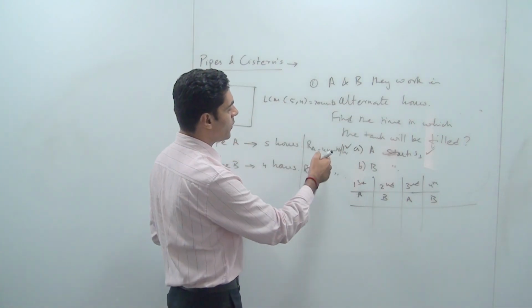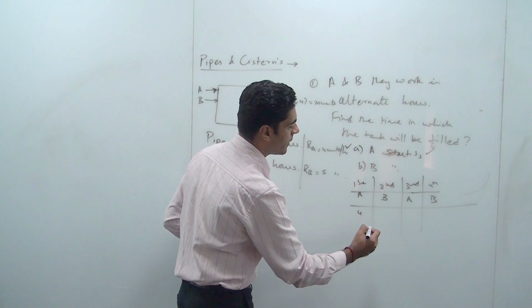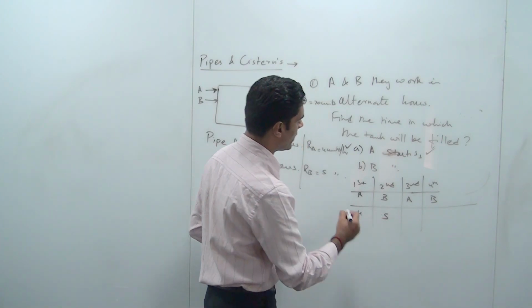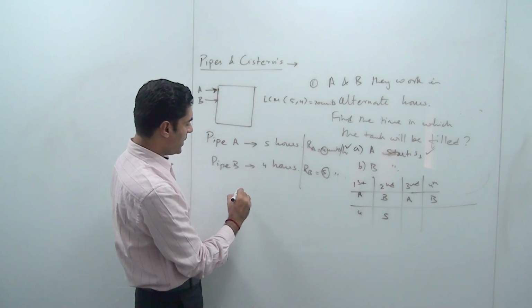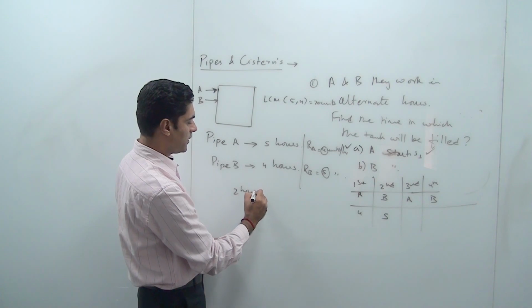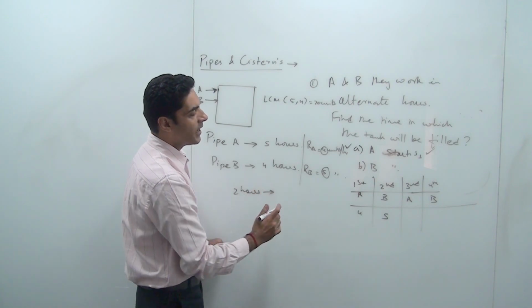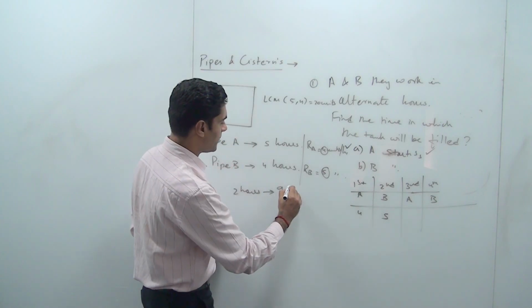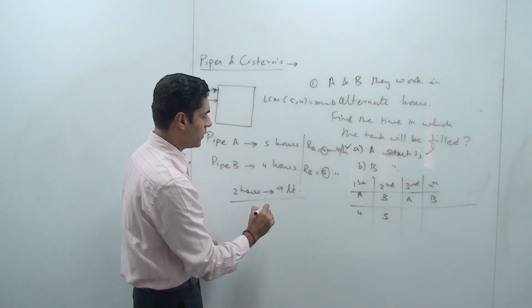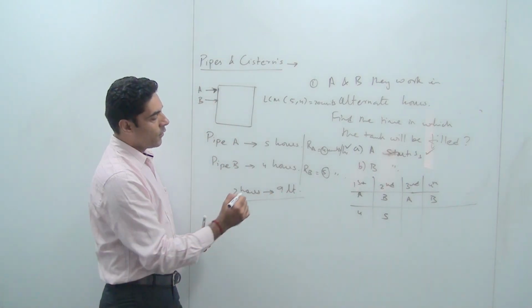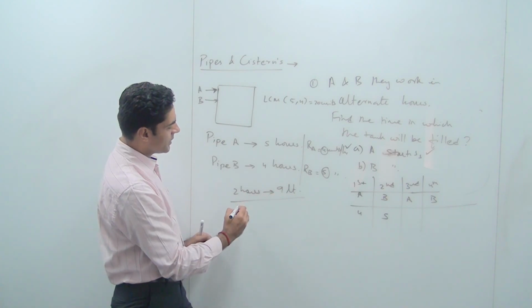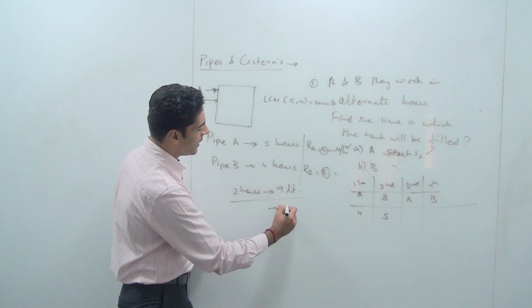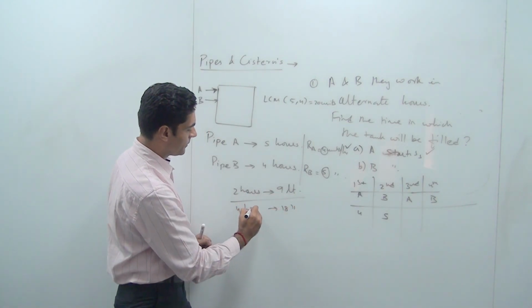So A working alone can fill 4 units in 1 hour, while B working alone can fill 5 units in 1 hour. That means in 2 hours, the total tank which will be filled will be 4 plus 5, which is nothing but 9 liters. So if 9 liters is being filled in 2 hours, that means 18 liters will be filled in 4 hours.